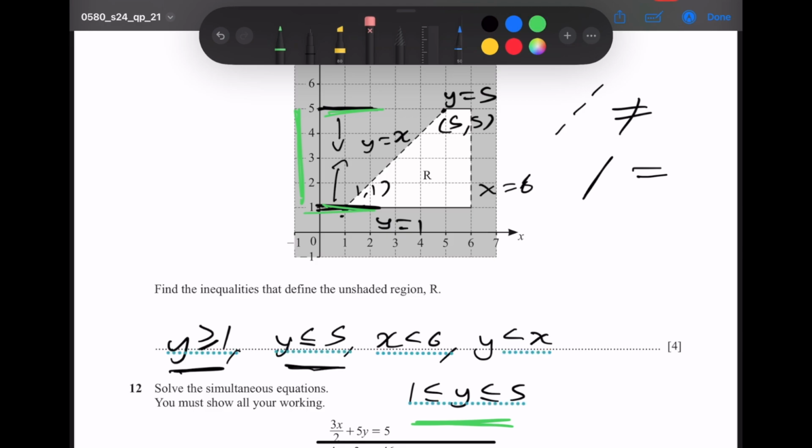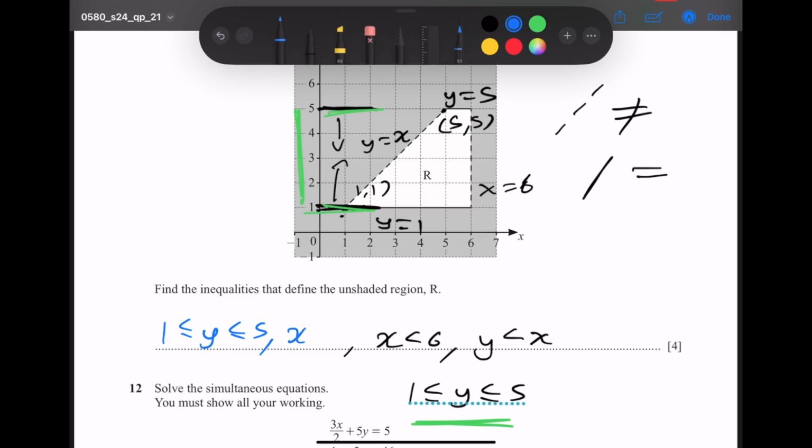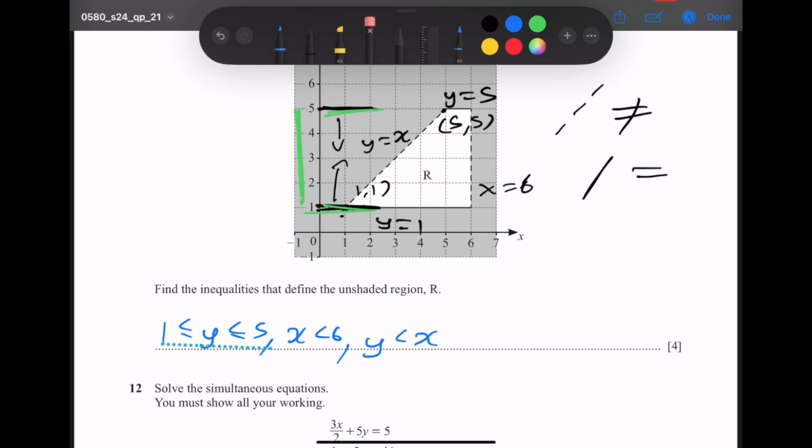As such, we can rewrite these inequalities in the final answer, where 1 is less than or equal to y less than or equal to 5, comma, x is less than 6, and y is less than x. These are your final answers, since it cannot be simplified any further.